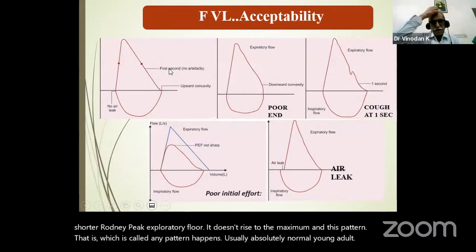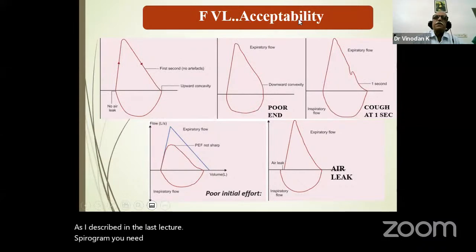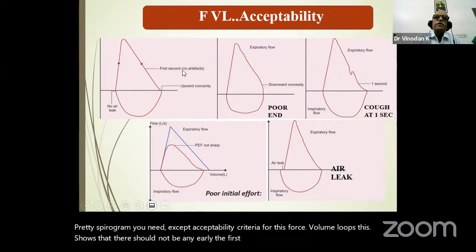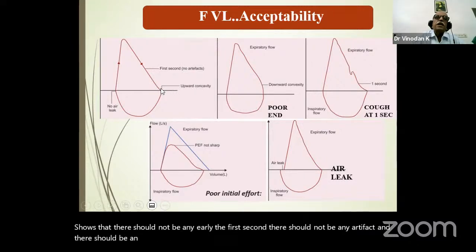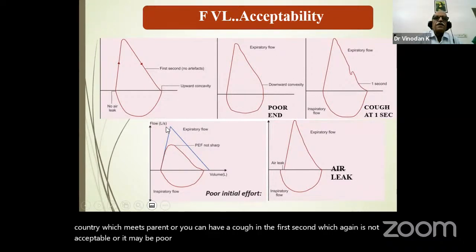As I described in the last lecture with the expiratory spirogram, you need acceptability criteria for these forced volume loops. There should not be any air leak in the first second, there should not be any artifact, and there should be an upward concavity at the end of the expiratory curve. It can be a downward concavity, which means a poor end, or you can have a cough in the first second, which again is not acceptable, or a poor initial effort, which doesn't result in the full expiratory flow, or there can be an air leak.